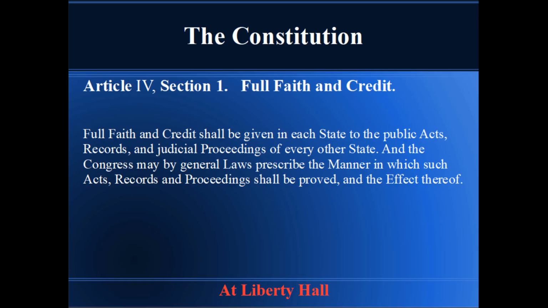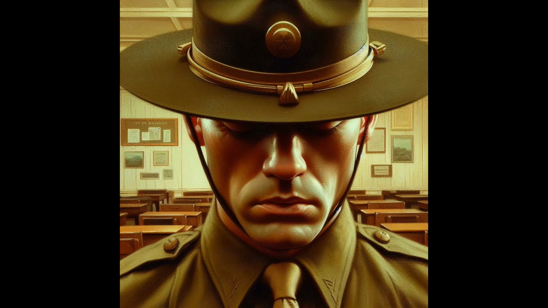Article 4, Section 1. Full faith and credit. Full faith and credit shall be given in each state to the public acts, records, and judicial proceedings of every other state. And the Congress may by general laws prescribe the manner in which such acts, records, and proceedings shall be proved, and the effect thereof. States must recognize the laws, records, and court decisions of other states. Congress can set rules for proving and applying them.